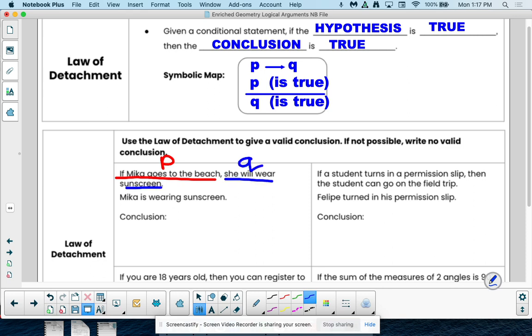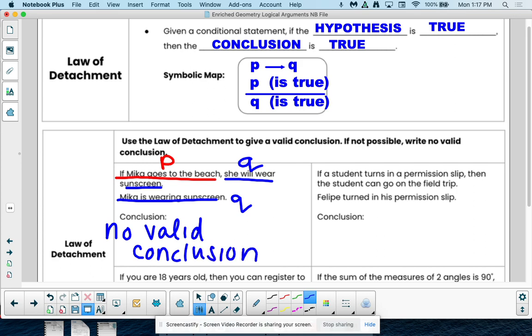Q. Now, what part gets repeated right here? Q. What part did I want repeated? What did I want to be true? P. So can we make a valid conclusion? It would be inductive, but since we're not worried about that, it would be no valid conclusion. And a way to think about it is, is there another reason why she's wearing sunscreen? What if she's at a baseball game? What if she has a tennis match? What if she just cares about wrinkles and she just wears sunscreen every day? You know, that's a thing. So no valid conclusion.